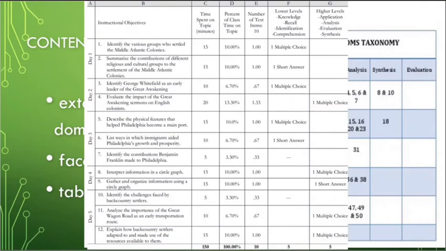Another example of a table of specification. This one is not based on chapter. This is based on the instructional objectives. So you have the instructional objectives in the first column.